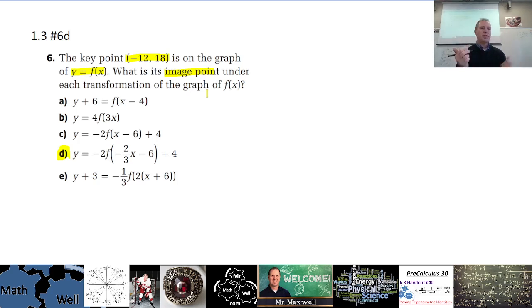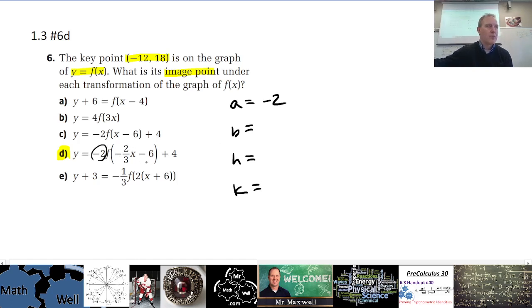That would probably be the best way to go, because you can take one point and find out where that one point gets stretched and moved and flipped to. So for D, first of all, we're going to want to identify A, B, H, and K. From here, I know that A is negative 2. You see it right here. B, now B is negative 2 over 3.